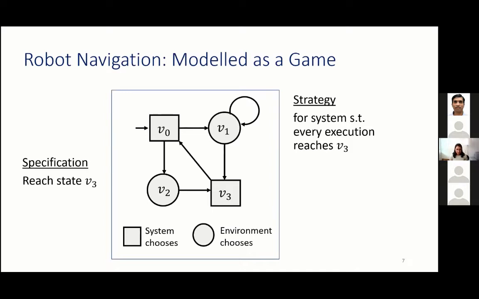Now the system will win this game if it is able to satisfy its specification. Meaning, if it is able to generate a strategy so that every possible execution using that strategy satisfies the spec. In this case, suppose the specification is something simple, which says reach a given state V3. Then let's look at what possible strategies there could be. So suppose the system decides to go to state V1 from the state V0.